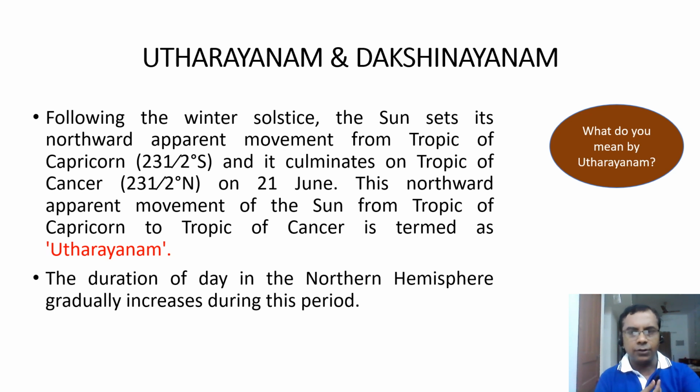Now we can learn about Uttarayanam and Dakshinayanam. What do you mean by Uttarayanam? It's a very important question which we can expect in the SSLC exam. Following the winter solstice, the sun starts its northward apparent movement from Tropic of Capricorn, and it culminates on Tropic of Cancer, that is on 21st of June. This northward apparent movement of the sun from Tropic of Capricorn to Tropic of Cancer is known as Uttarayanam. The duration of day in the northern hemisphere during this Uttarayanam period gradually increases.